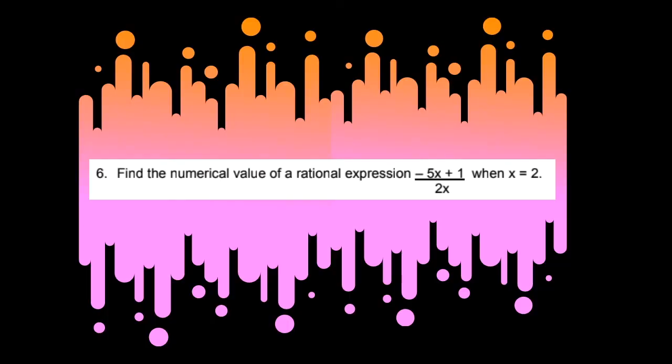Number 6. Find the numerical value of the rational expression negative 5x plus 1 over 2x when x is equal to 2.